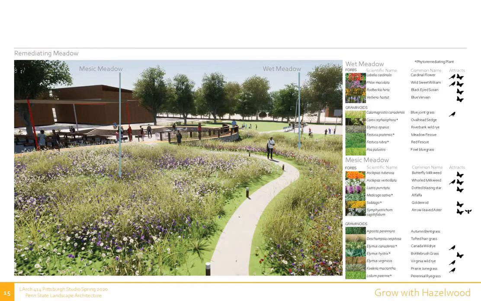This meadow scene shows the Mesic Meadow on the left and the wet meadow with cool season grasses to the right of the path. The Mesic Meadow is at grade with the boardwalk, then slopes down, directing water to the wet meadow, whereas the wet meadow is about 4 feet deep and goes under the boardwalk.